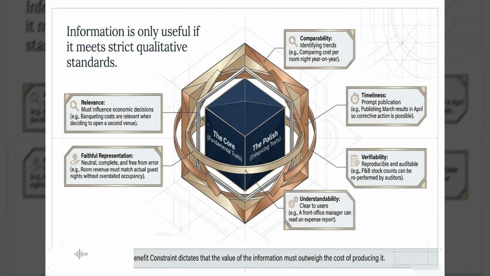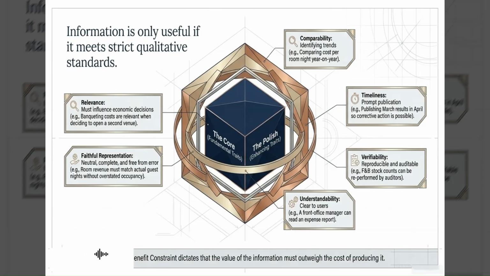One more word on neutrality, because it is often misread. Neutral does not mean cautious. Deliberately understating your assets to look prudent is just as much a distortion as overstating them to look successful. Neutral means the information is not slanted in any direction at all.